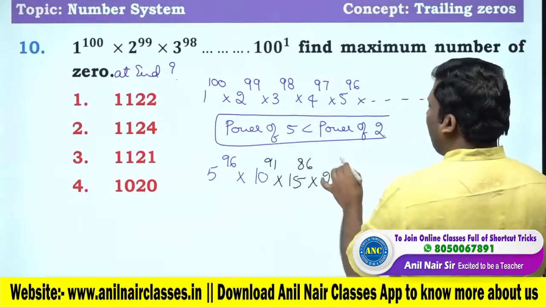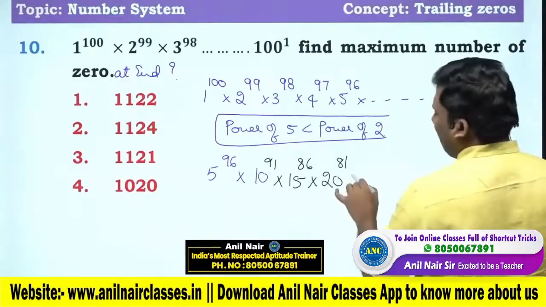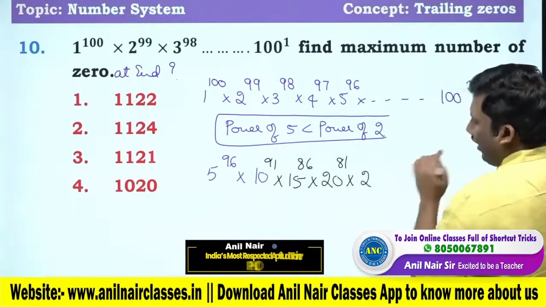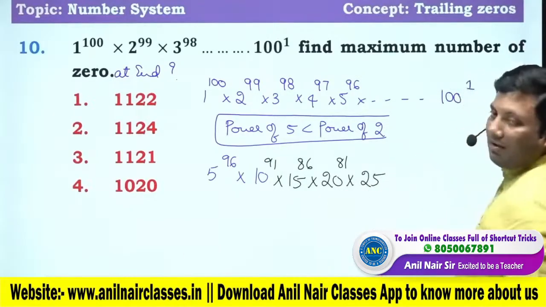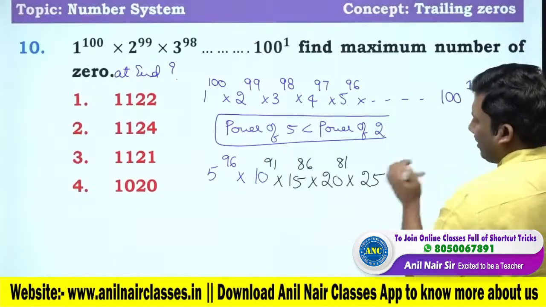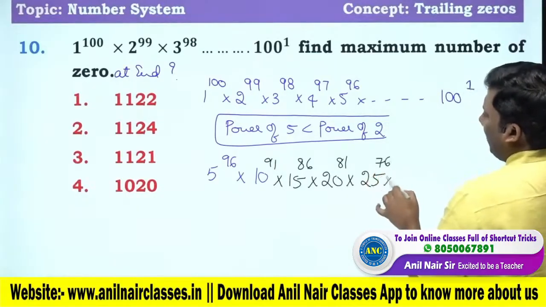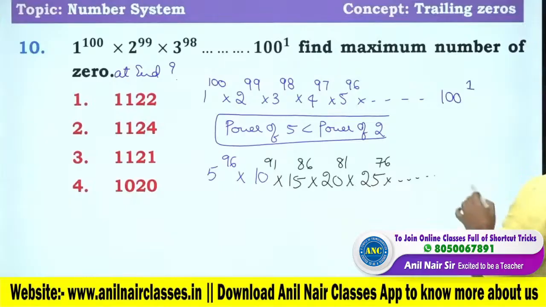Here there is 5 increase. Here there is 5 decrease. Here there is 5 increase. 5 increase. So here there is 5 decrease. I hope it is clear. And so on up to 100 power 1.